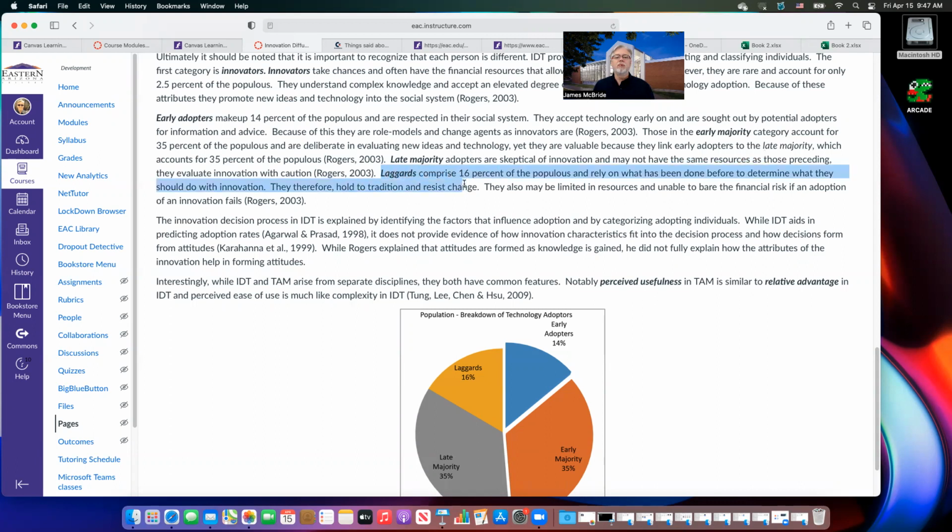And then laggards, they comprise 16%, and I've already kind of shown you what they are, but they don't want anything to do with innovation unless they can really be convinced. In society, the laggards don't move until all of these have moved. Once everybody has accepted mobile technology and smartphones, then the laggards buy in.